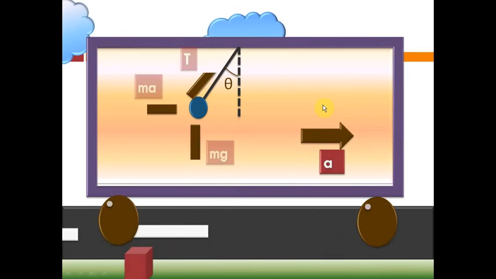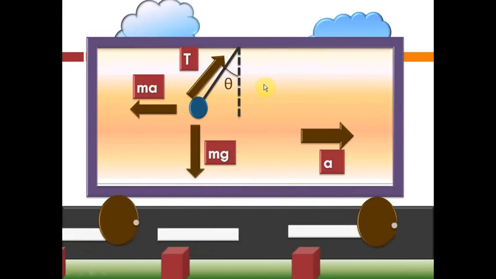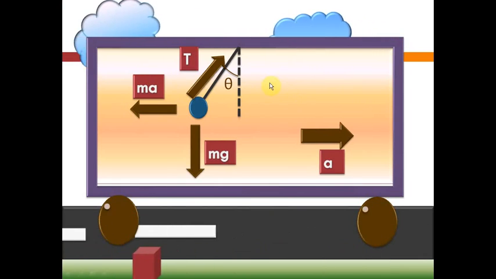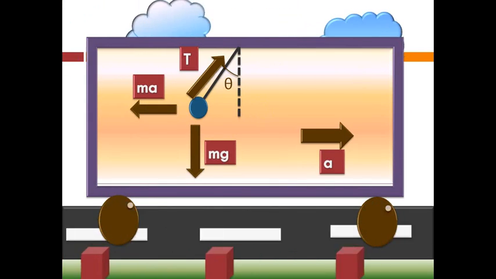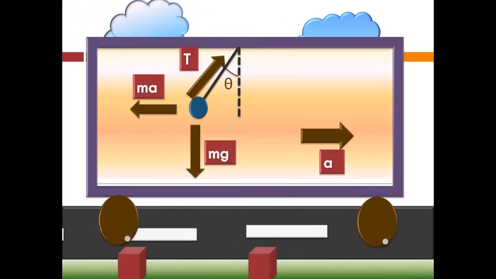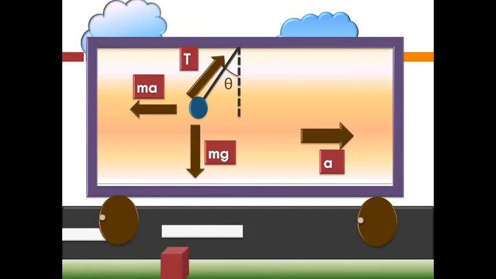Now let us consider the different forces that are acting on the bob. The tension force is of course acting at an angle theta with the vertical, isn't it? It's acting along the direction of the string. The force mg is acting downwards. Now since we are observing the pendulum from the frame of the trolley and the trolley is itself accelerating, we will have to apply a pseudo force on the pendulum bob.